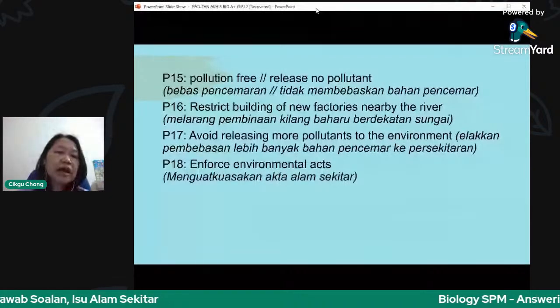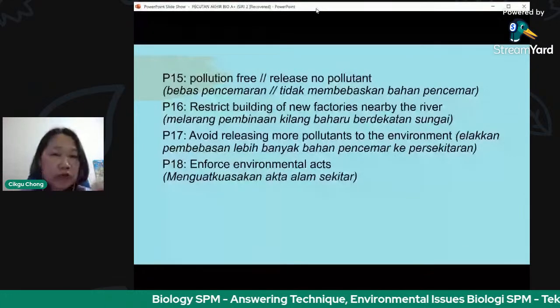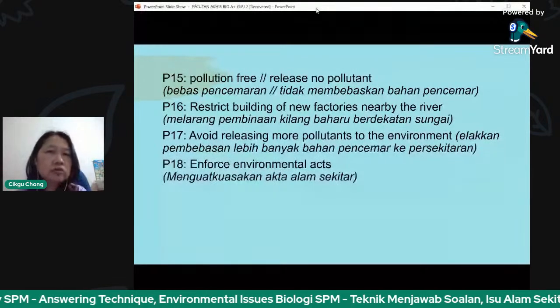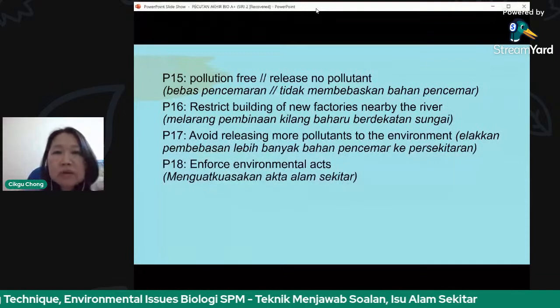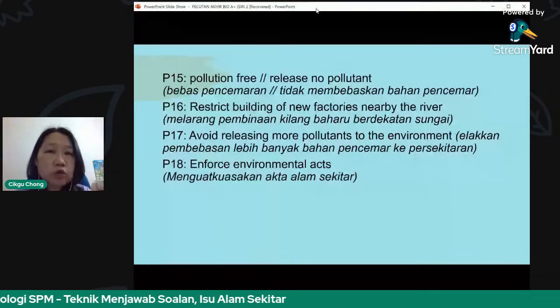Enforce environmental act. This one you cannot do. Make sure it's the government. Make sure you understand: if you are asked what you can do, don't write this. You cannot enforce it. It's not for your point. What you can do is organize a campaign. You can advise people, but you cannot enforce the law. This one will not be given a mark if the question asks what you can do.